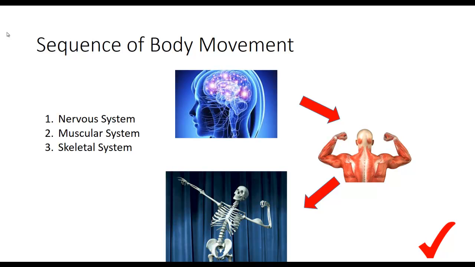The muscular system then reacts, muscles contract, and move your hand away. And then with regards to the skeletal system, it provides form to your muscular system, allowing the hand to actually move away. So the sequence of movement, this is something you're going to need to know for the test, is first nervous system, then muscular system, then skeletal system.